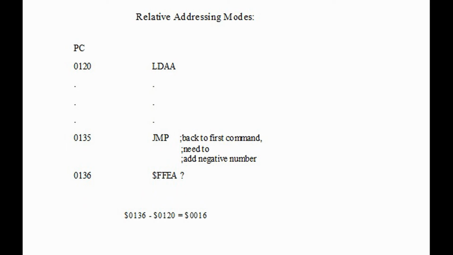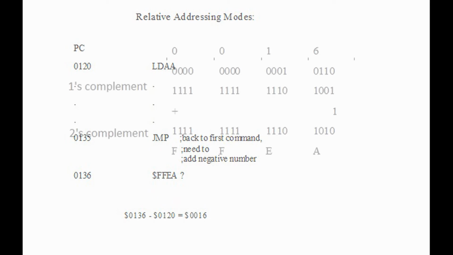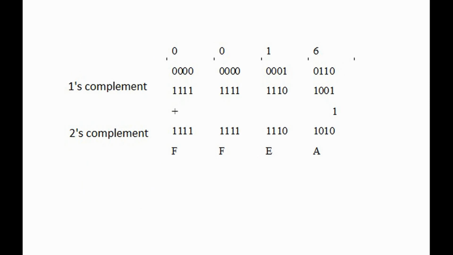In order to execute the jump backwards, we need to convert 16 to a negative number in hexadecimal. We begin the conversion by taking the hexadecimal number 16 and expressing that as a binary number but in 16 bits. Next, we take the binary number and take the ones complement, which simply means to complement each and every digit. We now take the ones complement and we add a 1 to it, and this is called the twos complement. Notice that now the most significant bit is a 1. If the most significant bit is a 1, we agree that this is a negative number.